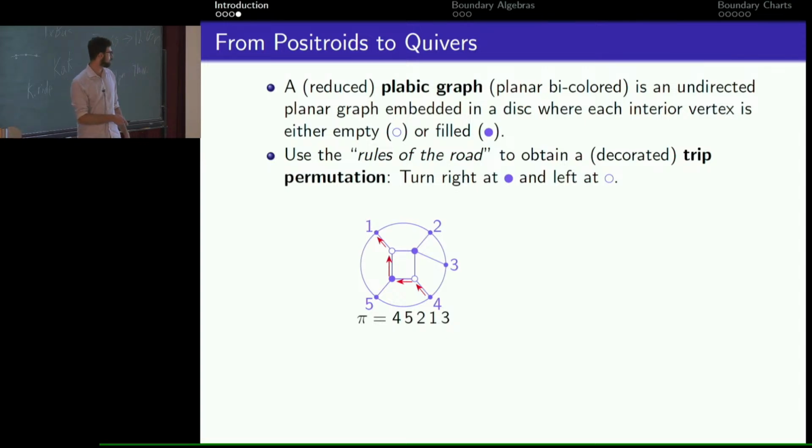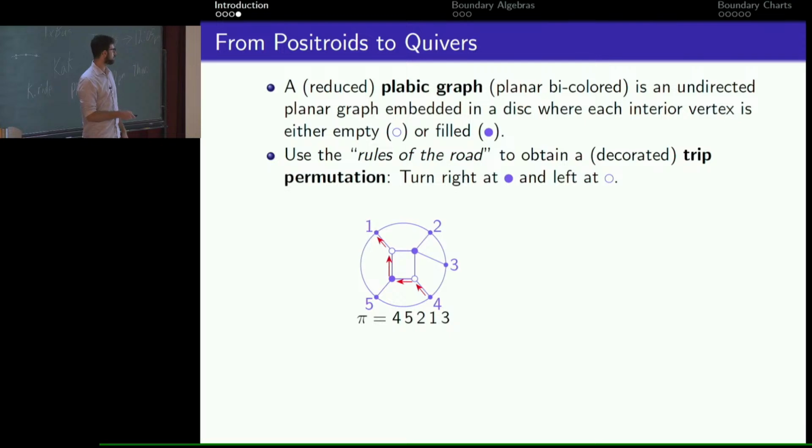So if I start on my trip from vertex 4, I come to this empty vertex, I turn left. I come to this filled vertex, I turn right. And this other empty vertex, I turn left again. So the trip from 4 takes me to 1. So my fourth entry in my permutation is 1. And I do this starting at every vertex, and it does give me a permutation.